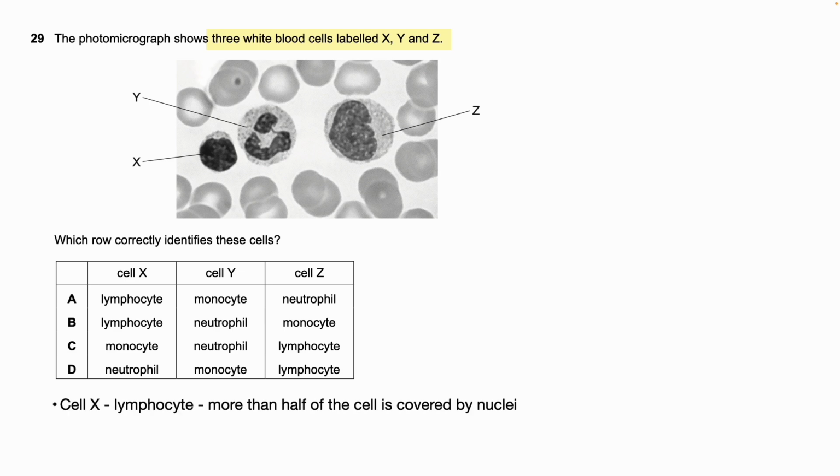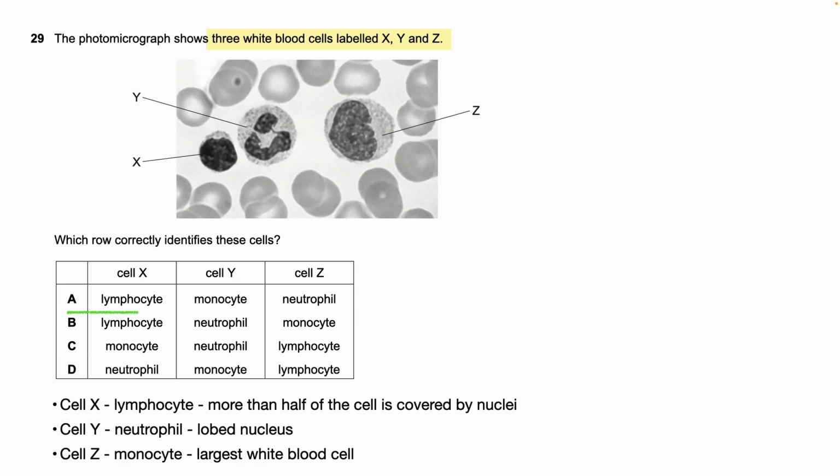Cell X is the lymphocyte. It is very clear that more than half of the cell is covered by the nucleus, so it is a lymphocyte. Then cell Y is the neutrophil because it has the lobed nucleus for the process of phagocytosis. Then cell Z is the monocyte, which is the largest white blood cell. So the option is B. Cell X is lymphocyte, cell Y is neutrophil, cell Z is monocyte.